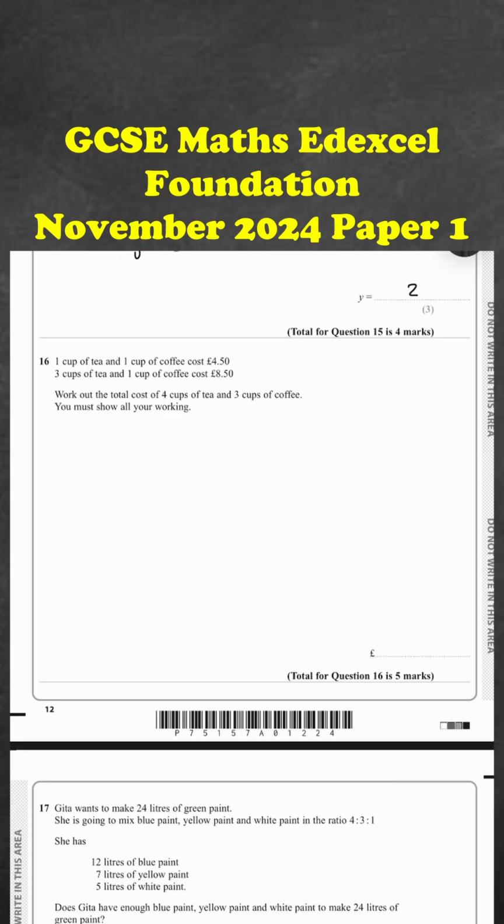So if we say a cup of tea can be said as T and a cup of coffee can be C, we know 1 cup of tea and 1 cup of coffee cost £4.50. 3 cups of tea plus 1 cup of coffee cost £8.50. Call this equation 2. Call this equation 1.